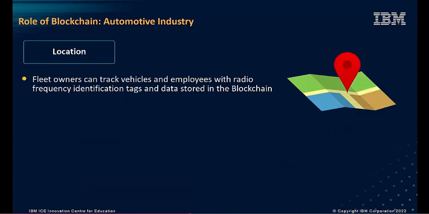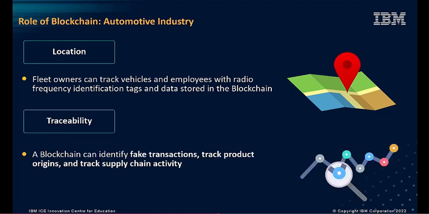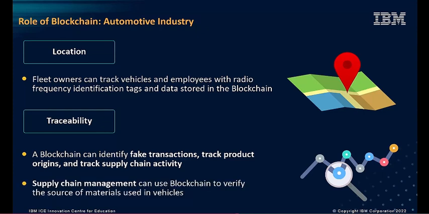Location. Fleet owners can track vehicles and employees with radio frequency identification tags and data stored in the blockchain. It's mostly used in the package delivery industry to cut down on time and distance. Traceability. A blockchain can identify fake transactions, track product origins, and track supply chain activity. Paperwork can be reduced. Supply chain management can use blockchain to verify the source of materials used in vehicles.